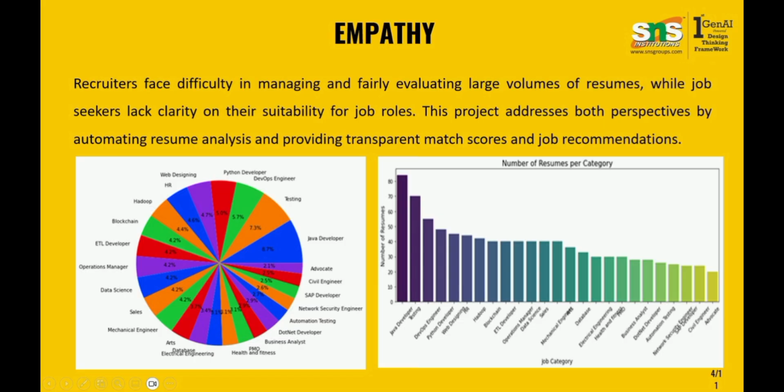Second, human bias in hiring. Different interviewers evaluate candidates differently. Some may focus on communication, others on technical skills. This leads to inconsistent and unfair decisions.